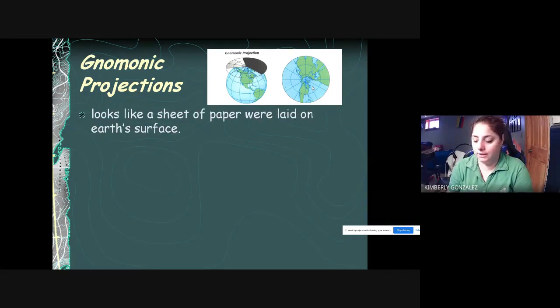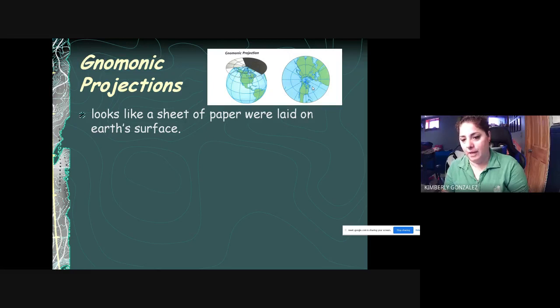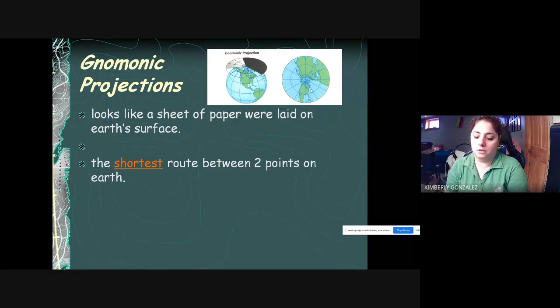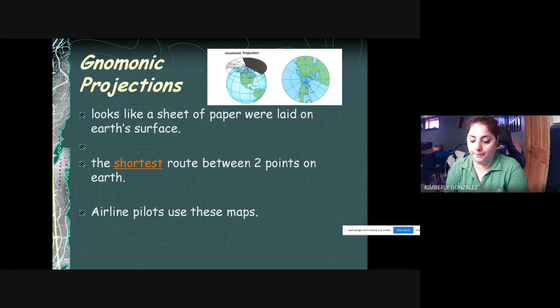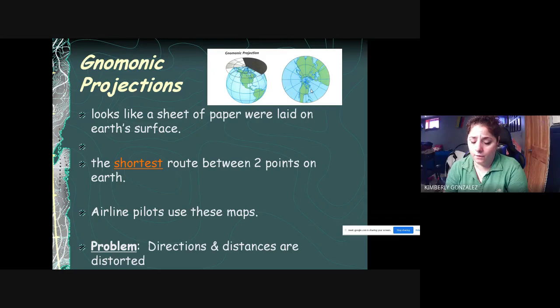Right? So it looks as if you put a sheet of paper on top of the Earth, and then whatever that sheet of paper sees, that's what the projection is going to look like. This has been used by airline pilots mostly, because it shows the shortest route from point A to point B. The problem is the directions and distances are distorted.